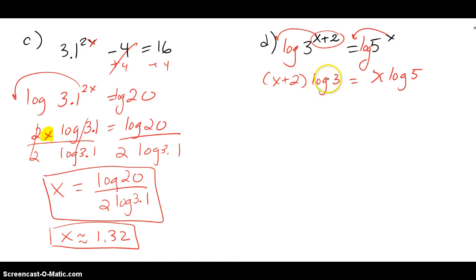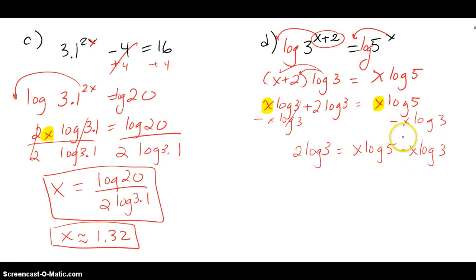Then log of 3 is just a number, so I'm going to distribute that number. Once I distribute that number, I have my eye on this x and this x because that's what I'm trying to solve for, so I might as well get them on the same side. So now I have all the x's on the same side, and I can't subtract log of 5 and log of 3 because they have these x's stuck to them. So I'm going to go ahead and factor that x out of both of those.